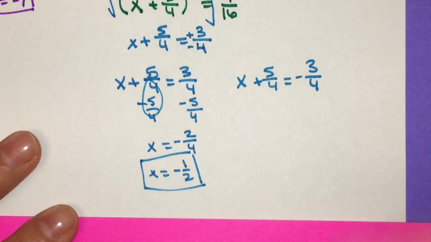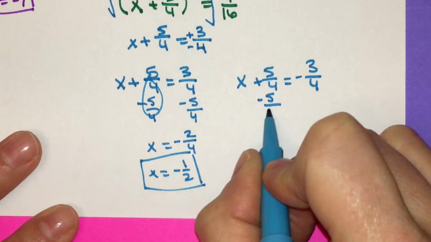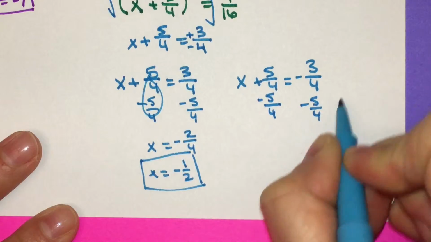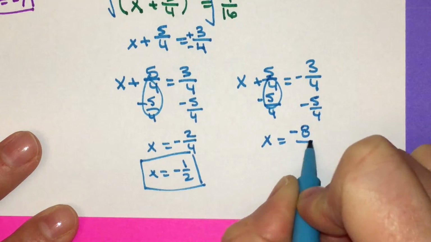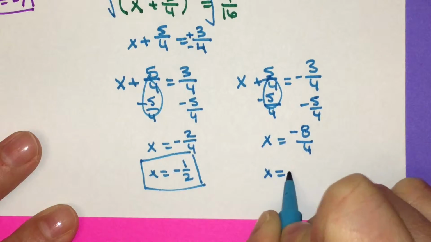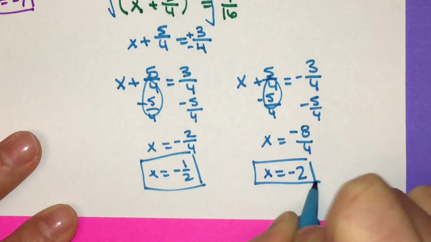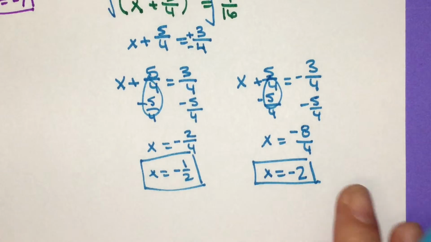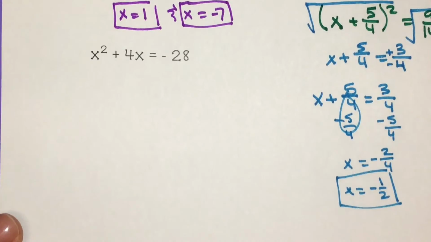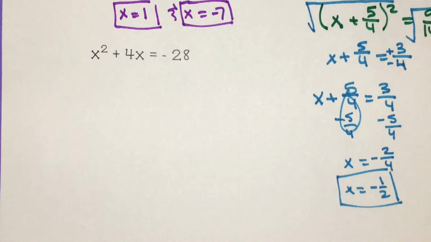All right, then we have this one where we need to subtract 5/4 on both sides, and we get x equals negative 8/4, which is negative 2. Negative 8 divided by 4 is negative 2. All right, so that's when we have fractions. I'm going to do one more. This one's slightly more complex just because of what we have to do.